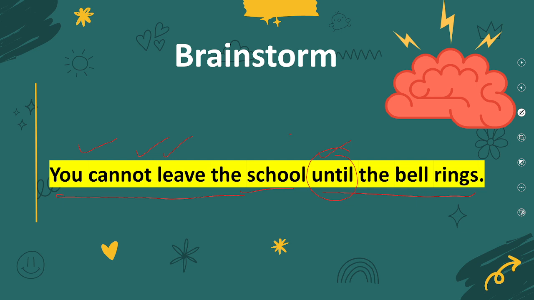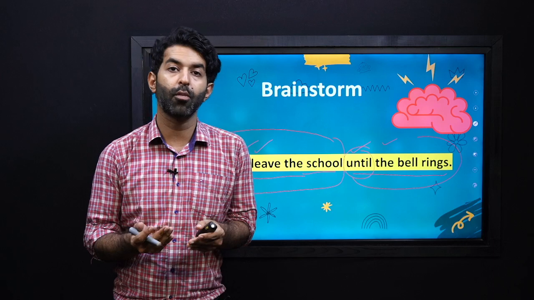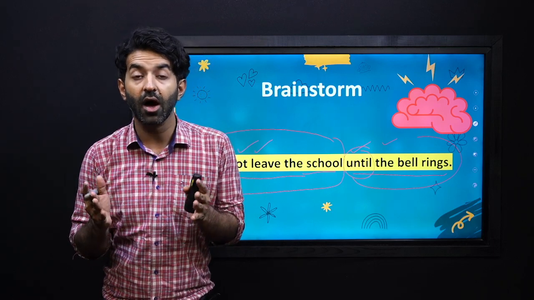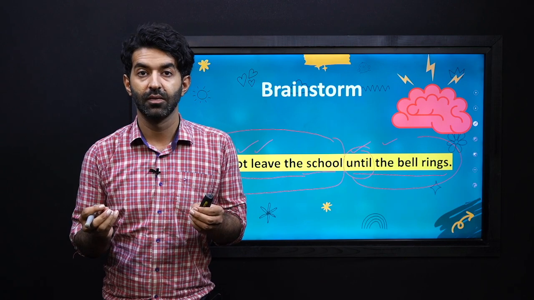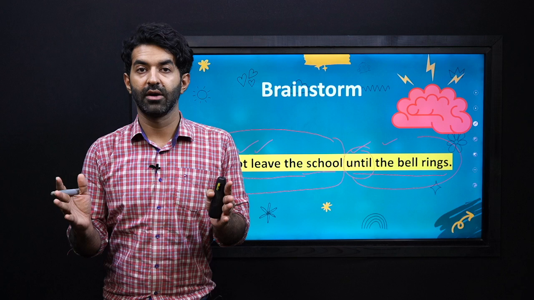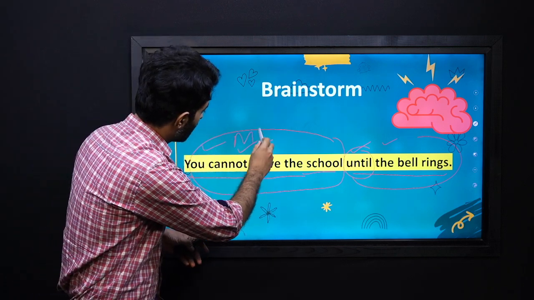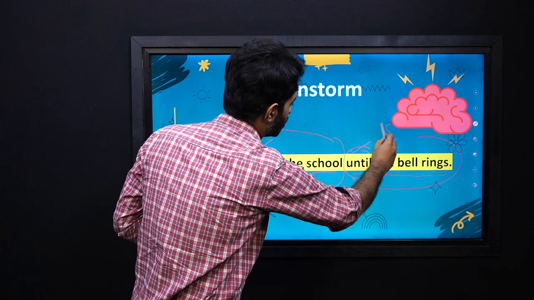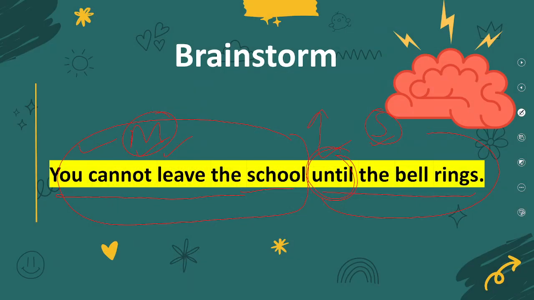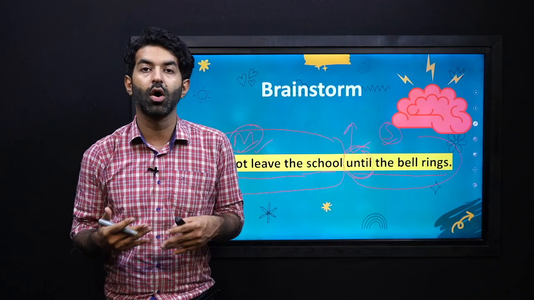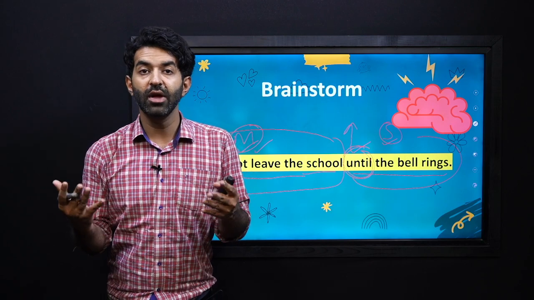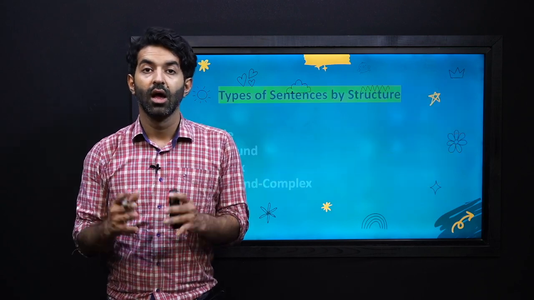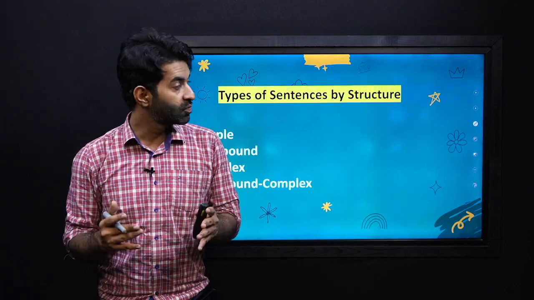This part is our main clause: you cannot leave the school. And this part is our dependent or subordinating clause, which is dependent upon the independent clause, and it has a word, a conjunction, until. Now, when you have this kind of sentence, a main clause with a subordinating clause joined by a subordinating conjunction like until, or any of the others, we have successfully made a complex sentence. I hope that now you're clear about it. Let's move on to the lesson.